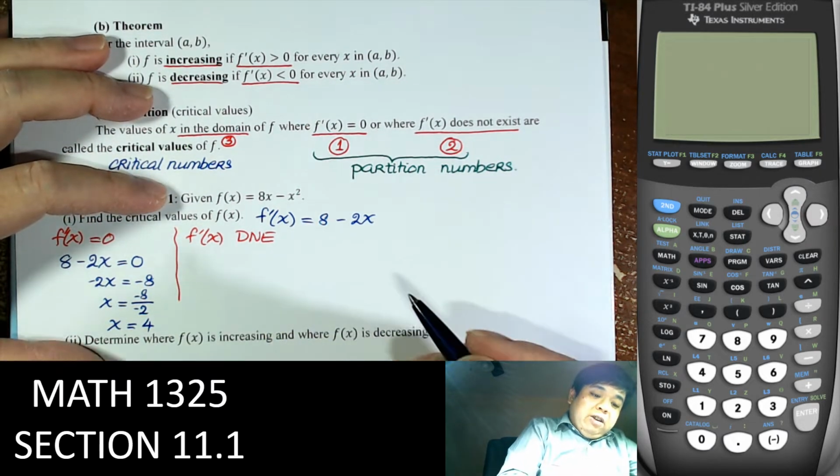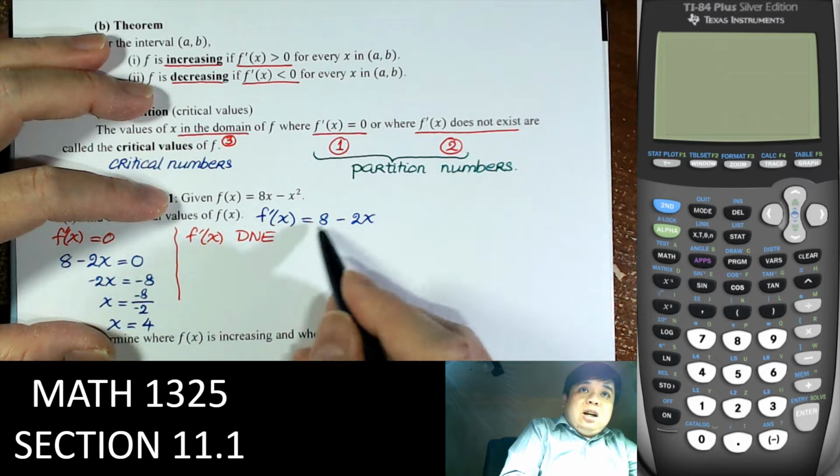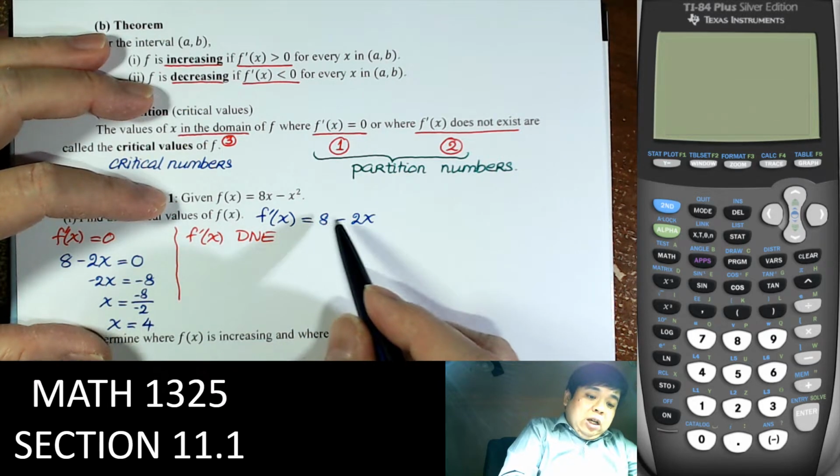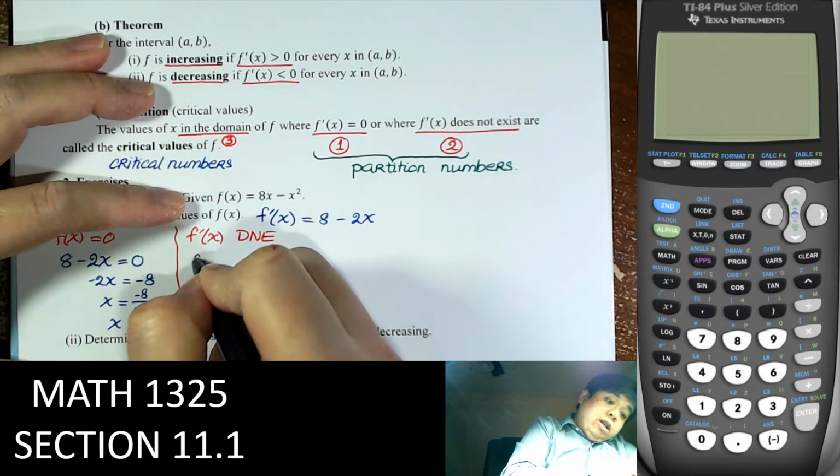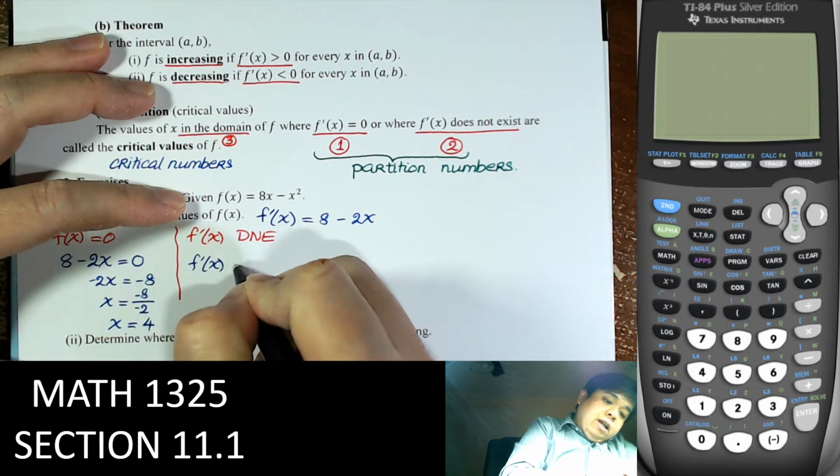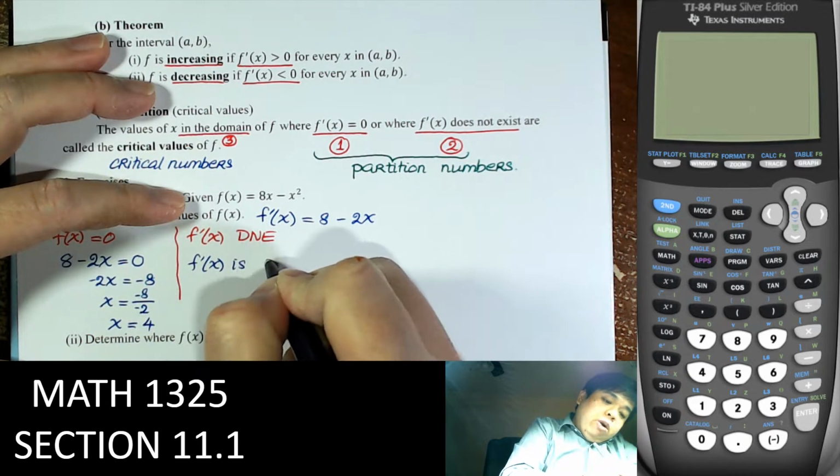And when the derivative does not exist, notice that what we have here is a polynomial, so that is defined everywhere. So we say f prime is defined everywhere.